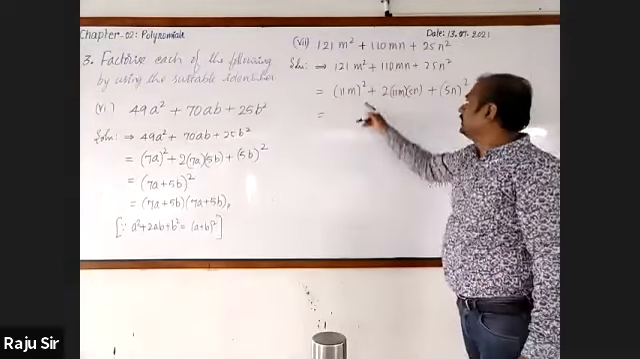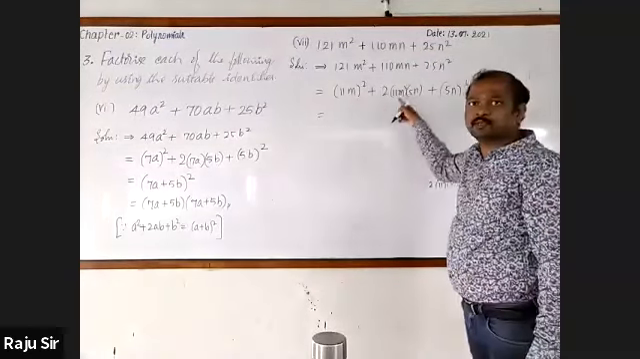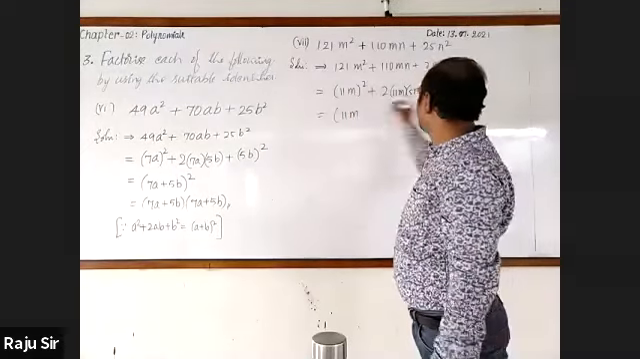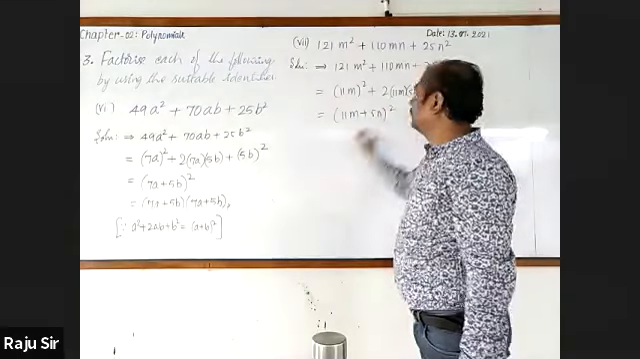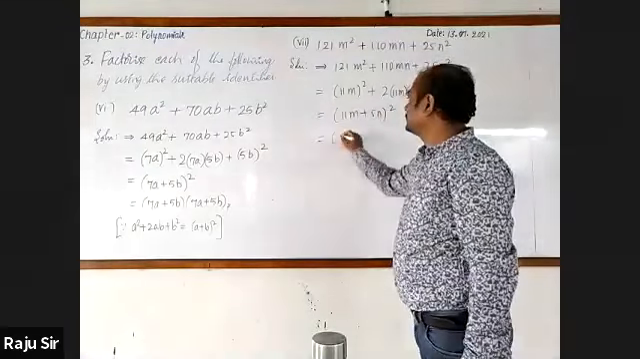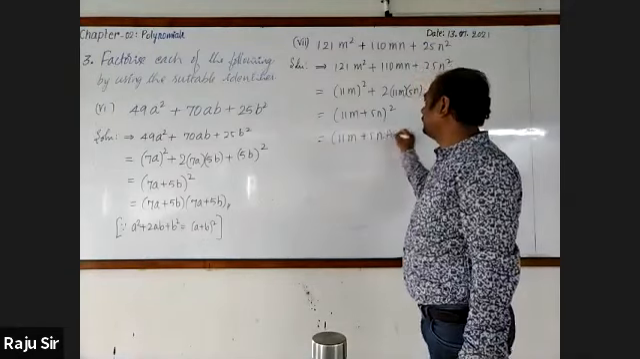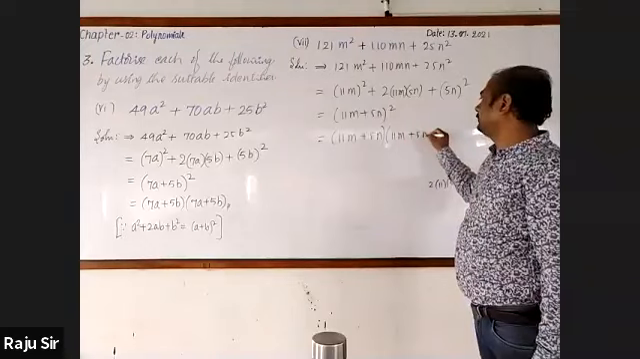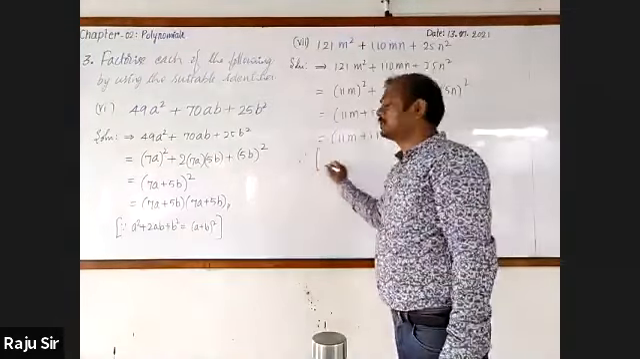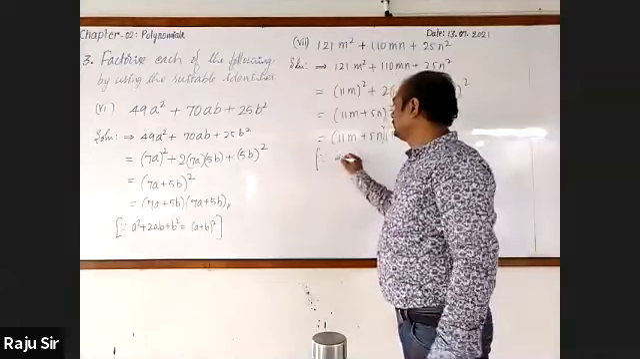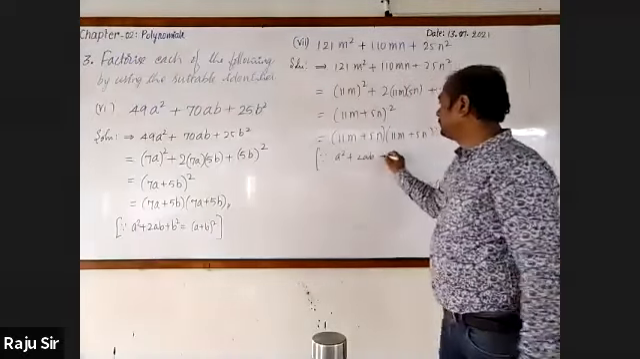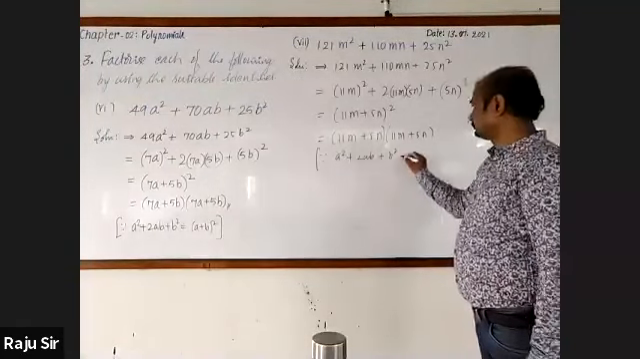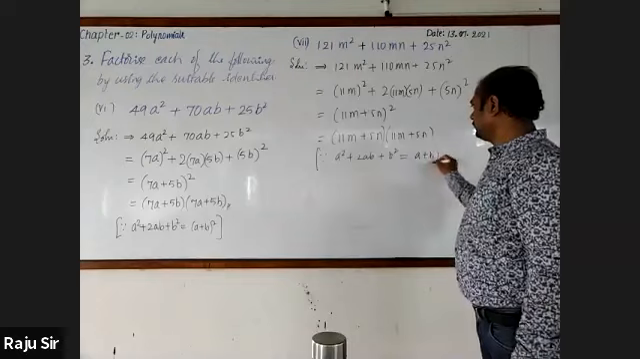It's correct. Now, this is a square plus 2ab plus b square. It is a plus b whole square. 11m plus 5n whole square. It can be written as 11m plus 5n into 11m plus 5n. Reason: a square plus 2ab plus b square is equal to a plus b whole square.